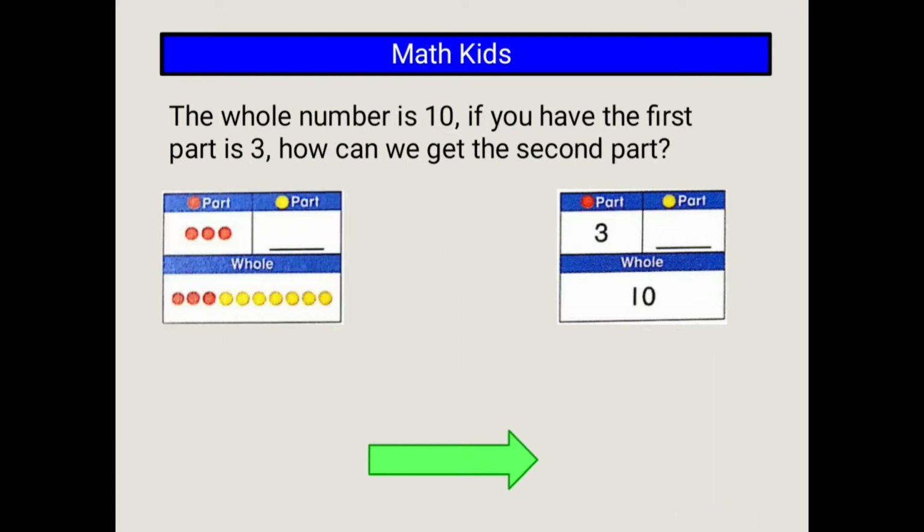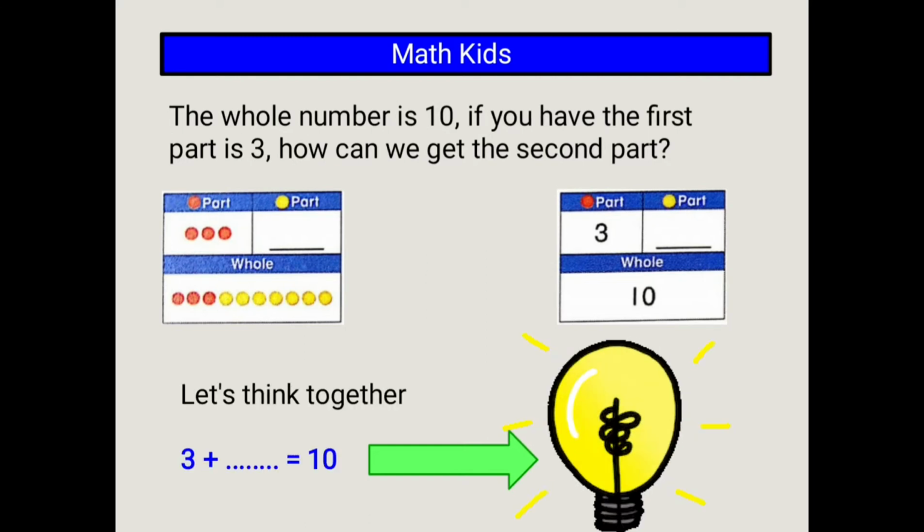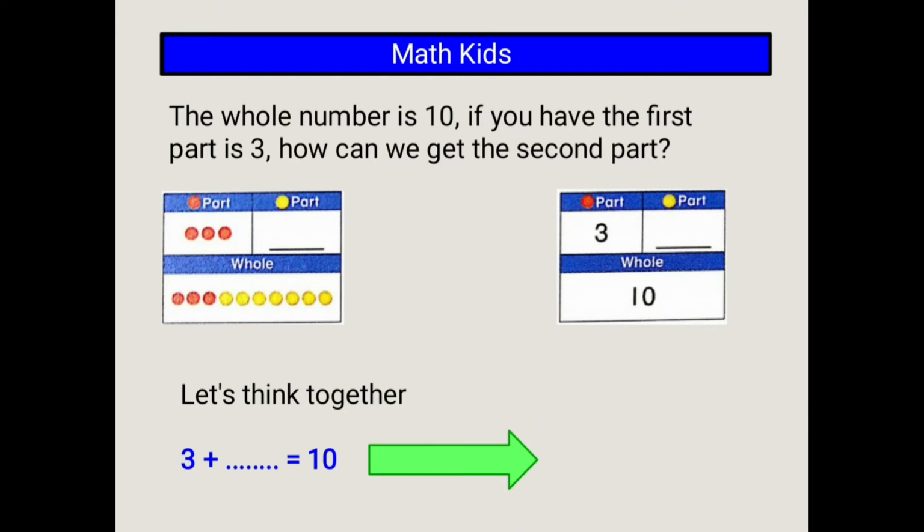Let's use the counters to know. At the red part, we have 3 counters. We don't know the number at the yellow part, but we know that the whole number we have is 10 counters. Now, let's think together. How can we get the second part? So it will be 3 plus what gives you 10? Excellent, very good. So we will draw 3 plus 7 more counters gives you 10.